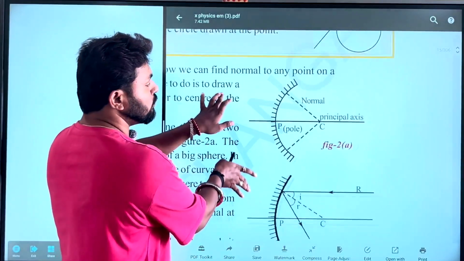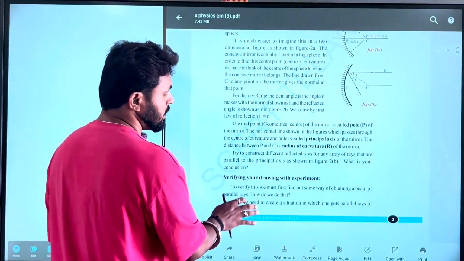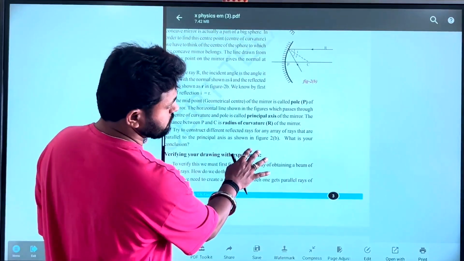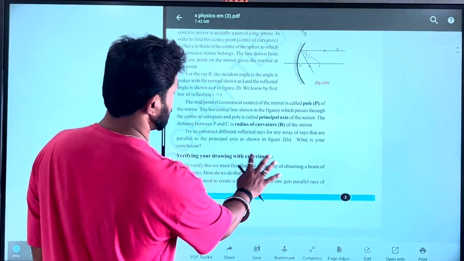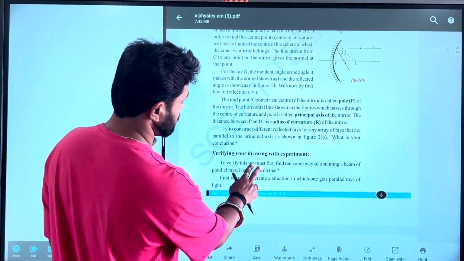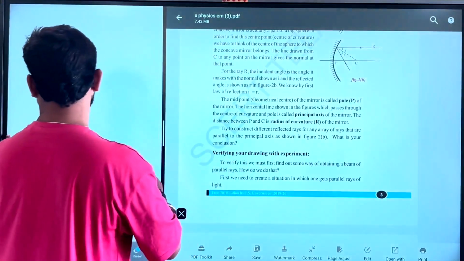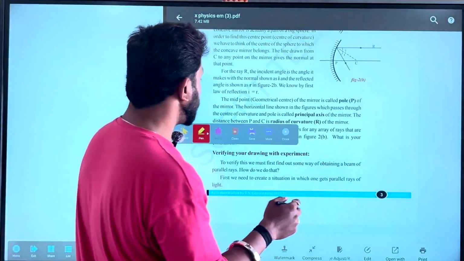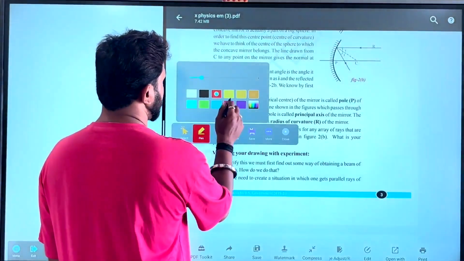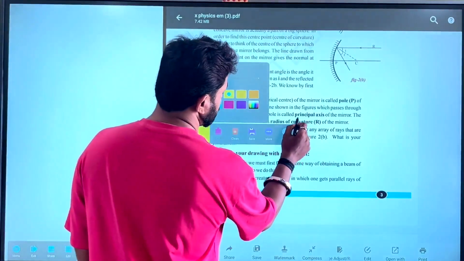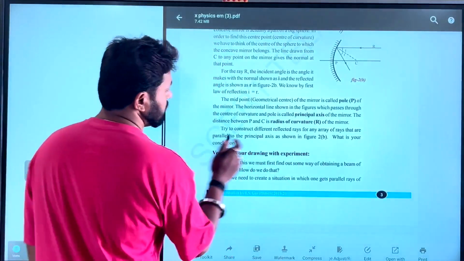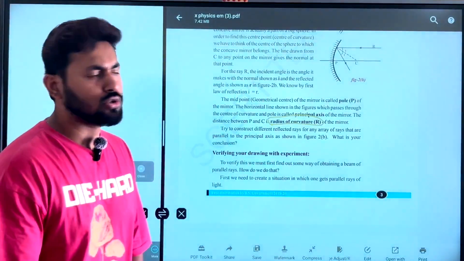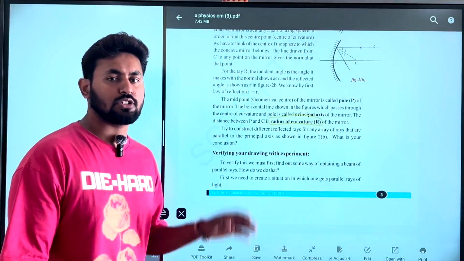Now moving forward, we have something called radius of curvature. This is the radius of curvature that you have, and I'll show you what we mean by radius of curvature and what is the definition of the same.